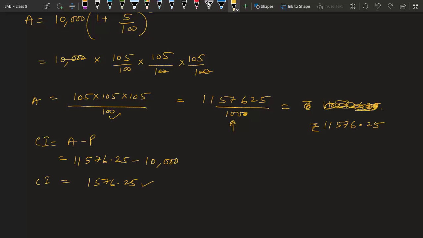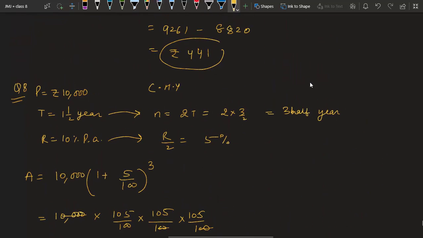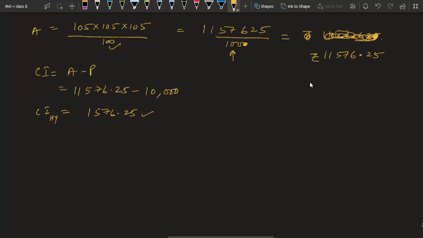Now what is the second part? Second part, that is case 2. They are saying, would this interest be more than the interest he would get if it was compounded annually? So we have to compare this interest that he has got on half yearly with what would happen if it was the case of compounding annually. We all know in the case of compounding annually, things will remain the same. The time will remain 1.5 only, rate will remain 10 only.